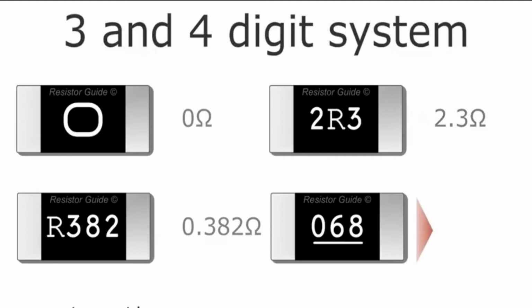Due to space constraints, sometimes the numbers are underlined instead of using an R. So this resistor has a value of 0.068 ohms. Remember that often these systems are deviated from, therefore it's always a good practice to check the manufacturer's datasheet.